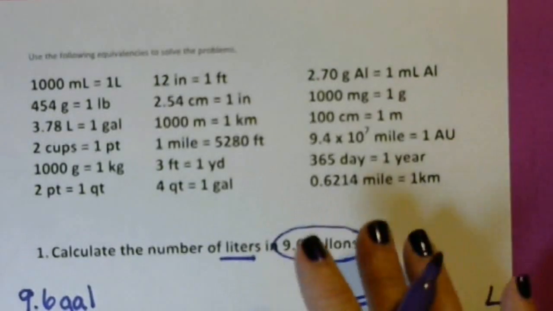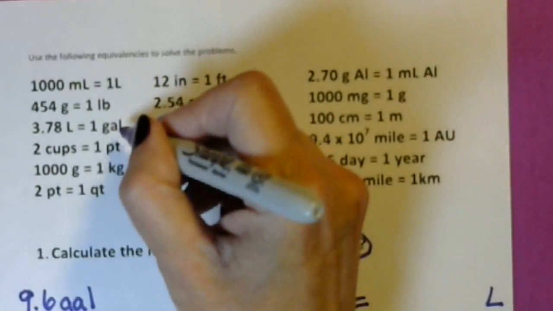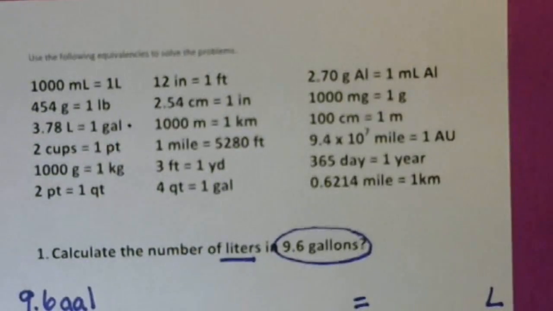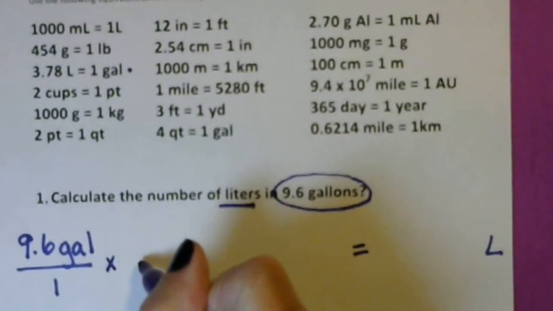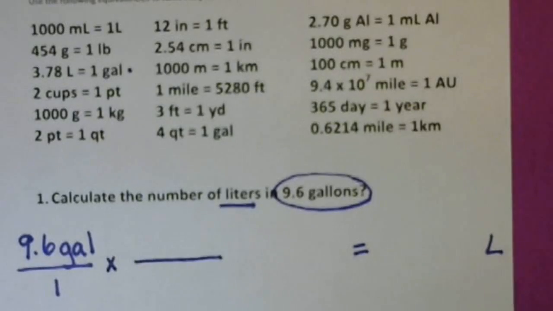So what does this information tell me about gallons and liters? Well, here's some information I have. There are 3.78 liters, which are equal to 1 gallon. So that's something helpful that I can use. So I'm going to put a multiplication sign and then a fraction. And then we're going to go on to the next step.